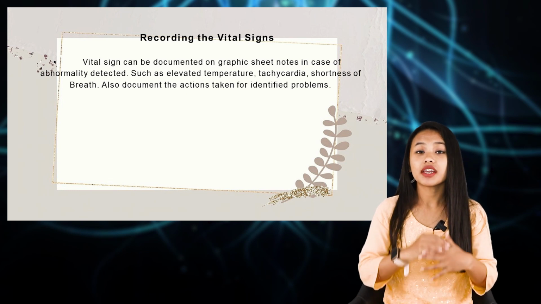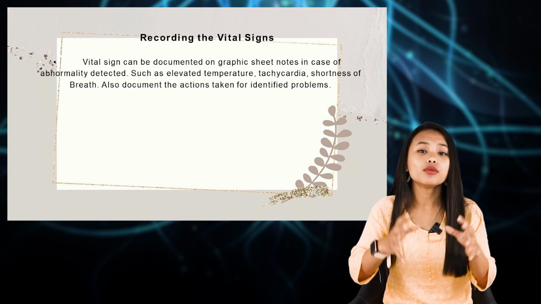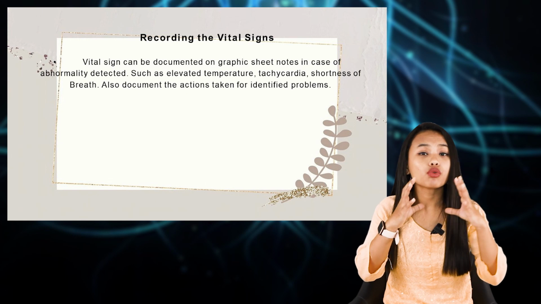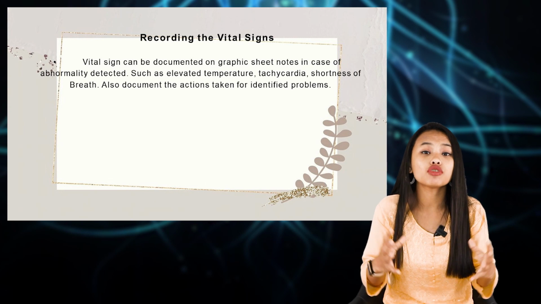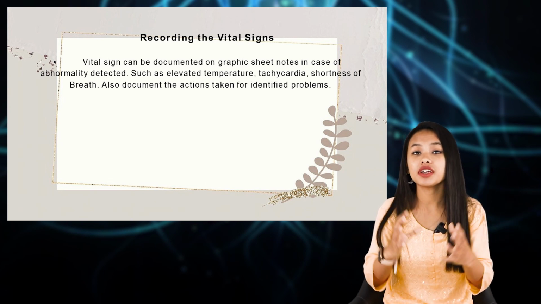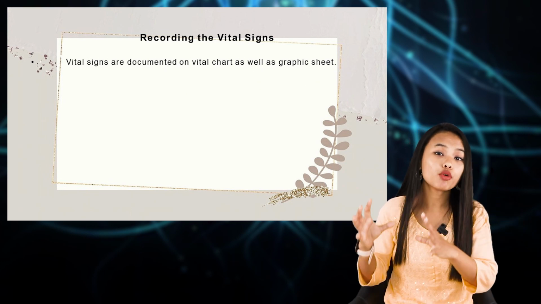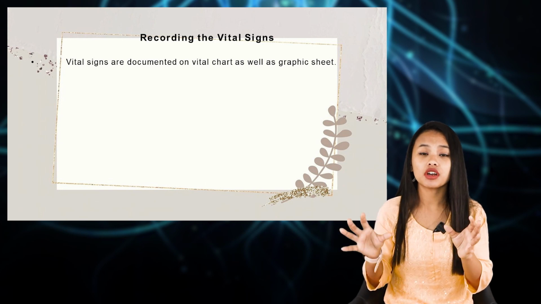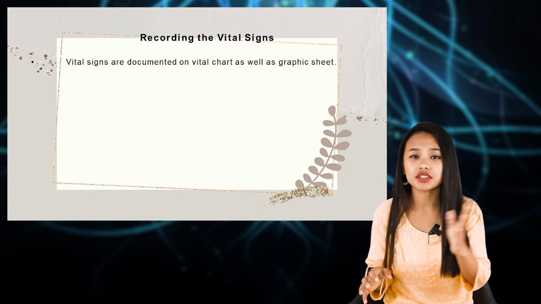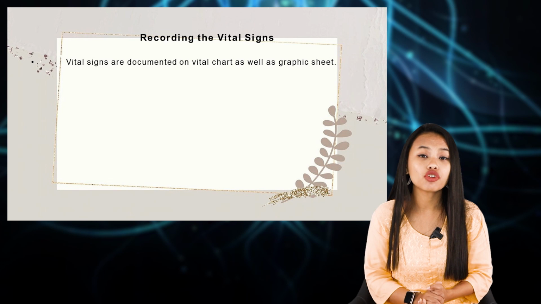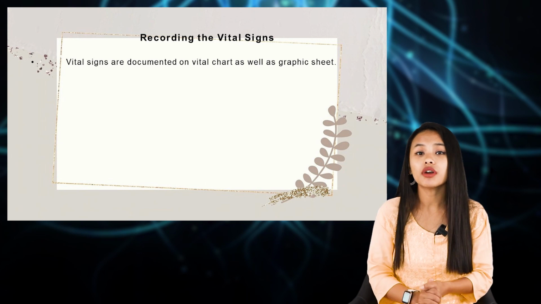So if a client is having elevated body temperature, tachycardia or shortness of breath, you must make sure that you document it. And not only must you document that you have found that the client is having this, but you must also document what actions you have taken for that particular client. And also, vital signs can be documented in both the vital sheet as well as the graphic chart. Why? Because the vital sheet is where you will be documenting all of this in order to serve as a record, right, so that you can refer. Whereas if you document it in the graphic sheets, then it will be very easy to find out if there is any deviation or abnormalities.